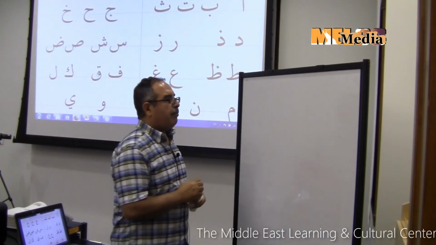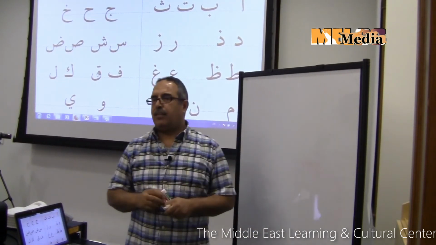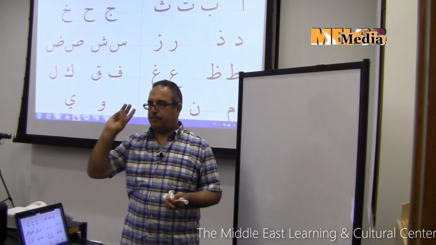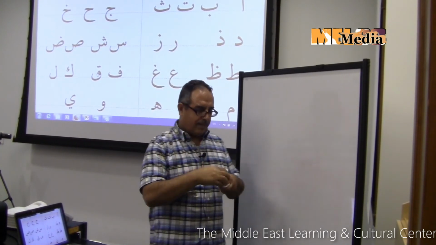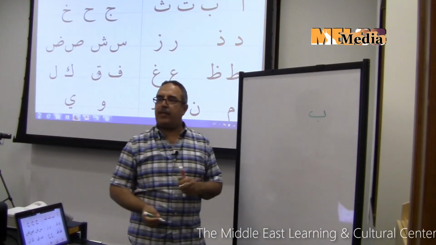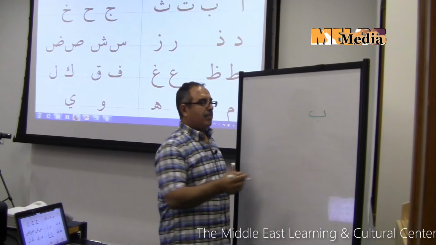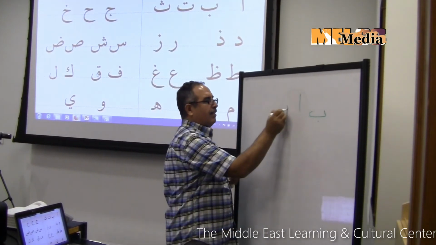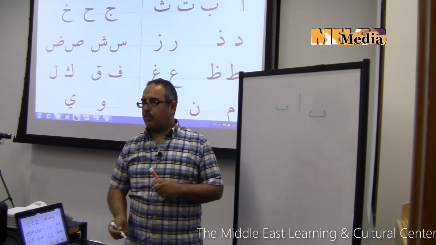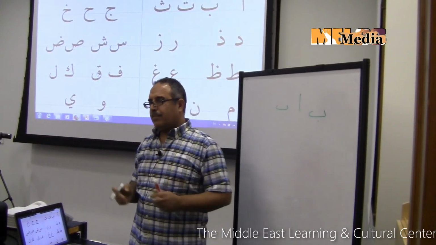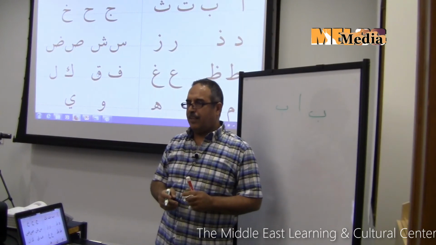Right? So bab. How many letters are in bab? Three, right? First one. Ba. So we have this letter, right? And then what do we have? Alif. Perfect. Alif. Then what do we have? Bab. So this is bab in Arabic, but separate.